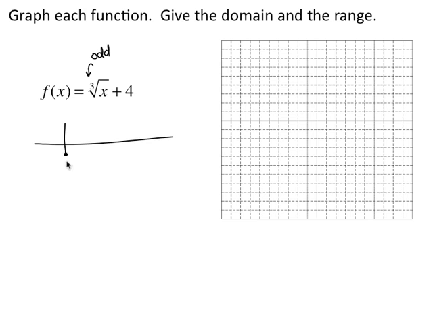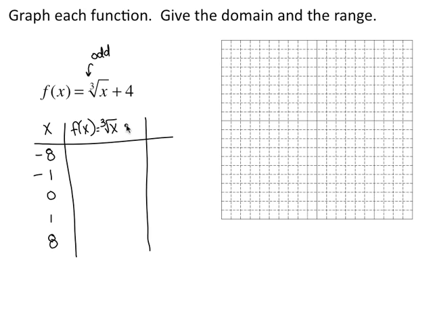So if we list a couple of negative and positive perfect cubes for x, we can start with -8, -1, 0, 1, and 8. So to find the f of x is equal to the cube root of x plus 4, we're going to replace the x value with -8 and -1 and so forth. So we get the cube root of -8 plus 4. Now the cube root of -8 is equal to -2, and -2 plus 4 is equal to 2. So here's our y value for the first one.